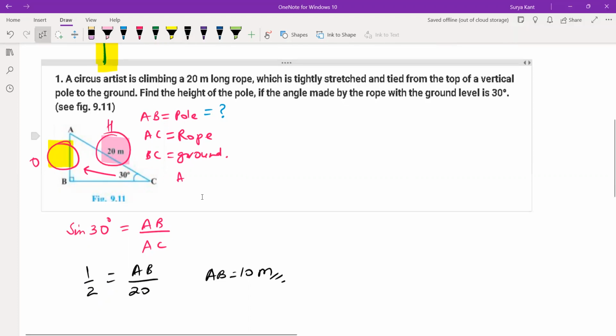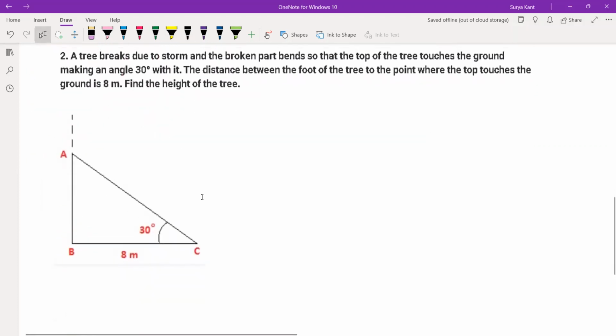Next is question number 2. Try to understand the question. A tree breaks due to a storm.